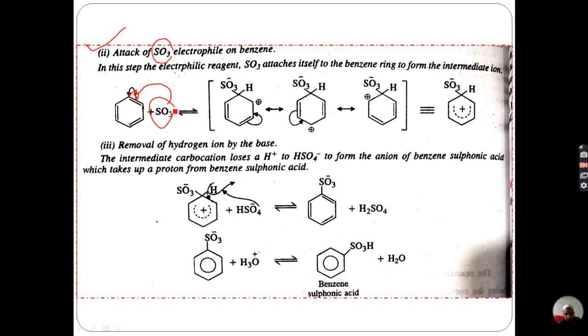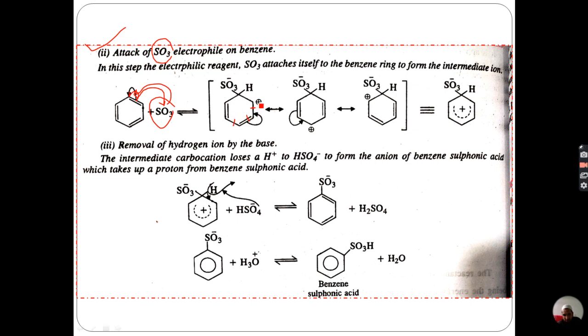So we have SO3. Since the pi bond here, this pi bond is now, you can also show it like this, pi bond moving towards sulfur. Okay. So result is that we'll get SO3 negative. This side will get plus charge. Now after this side we have alternate single and double bonds.